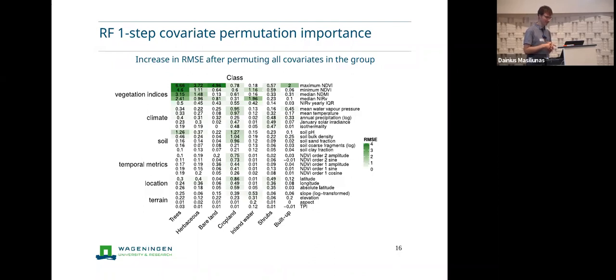And we can also see patterns that we expected. For example, for cropland, soil information is really important because depending on the type of soil, you can grow crops or not. For inland water, it was fairly important to know terrain information because if you have water, it usually doesn't have slope. So then it will always be set to some NA value.